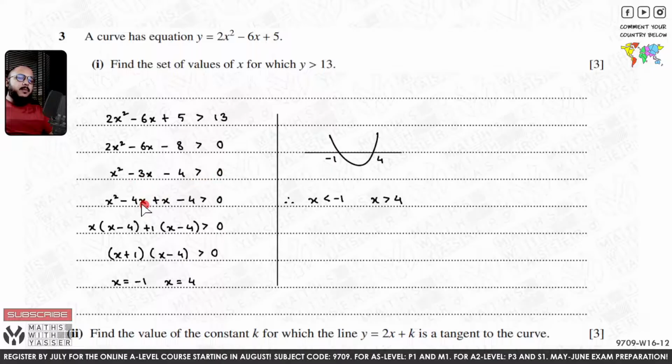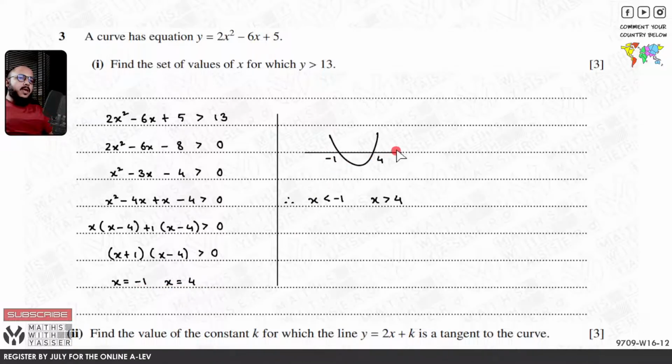Now let's do the middle term break. That gives us x square minus 4x plus x minus 4 greater than 0. If we take x common, we will be getting x minus 4, plus if we take 1 common, we get x minus 4 again. So the factors are x plus 1 and x minus 4 greater than 0. So the critical values must be x is equal to negative 1 and x is equal to 4.